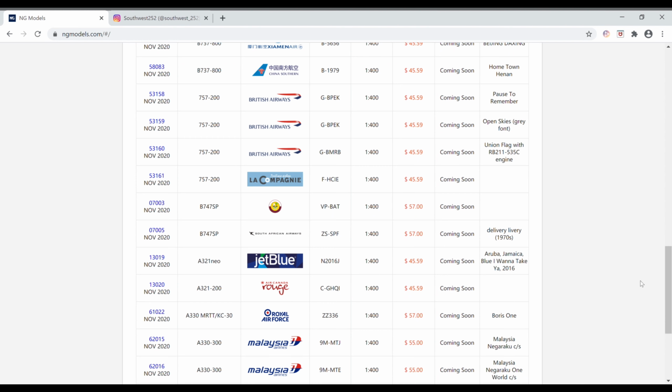Next up, we have another Malaysia Airlines Airbus A330-300. This one, the registration is 9-Mike-Mike-Tango-Echo. It is $55. This is the Malaysia Negaraku One World color scheme. And the item number is 62016.